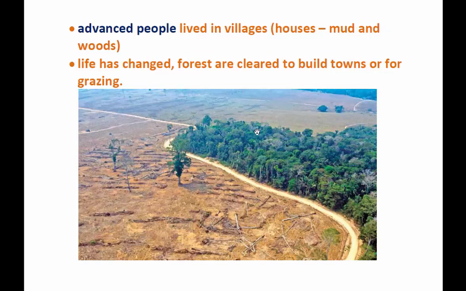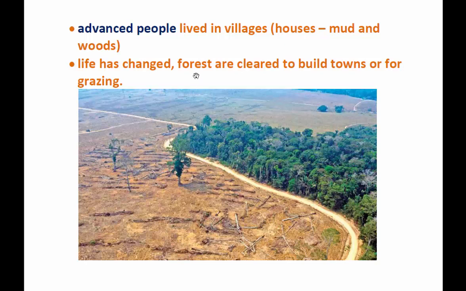Now with the advancements of living, the more advanced people live in villages. Those tribal people were primitive people, and these are the more advanced people. They live in villages, and their houses are made of mud and wood. So life has changed considerably in this area.